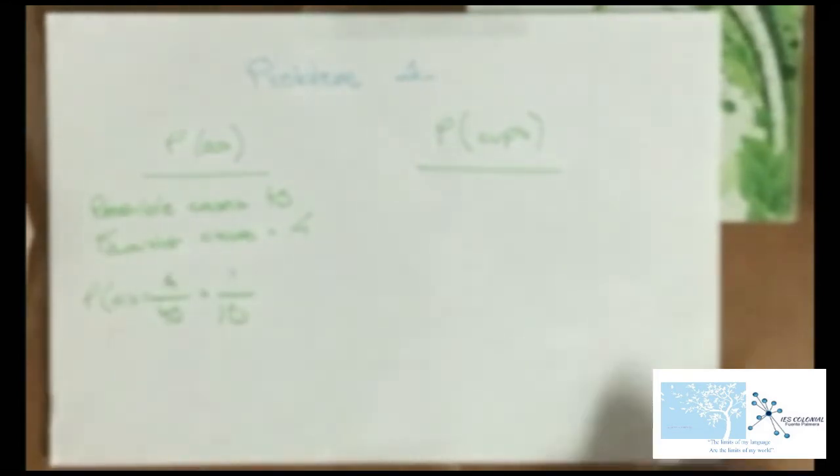Now the probability of drawing a cup. The possible cases are 40 and the favorable cases of cups are 10. Applying Laplace law, the probability of drawing a cup is P of cups equals 10 divided by 40, equals 1 divided by 4.